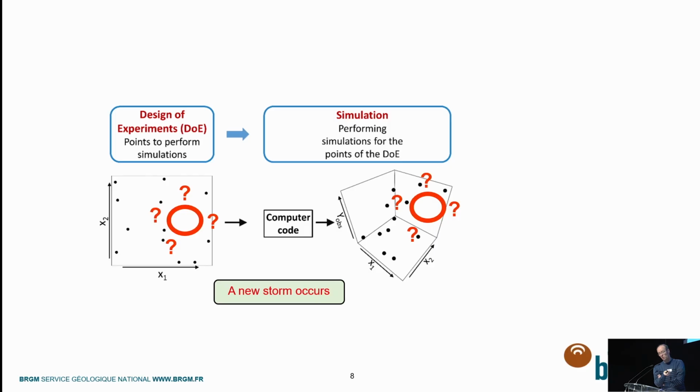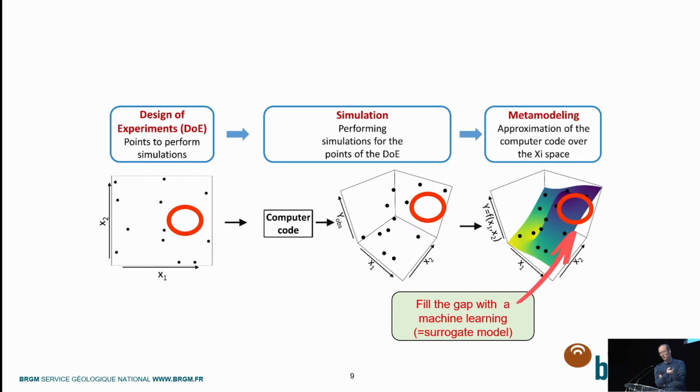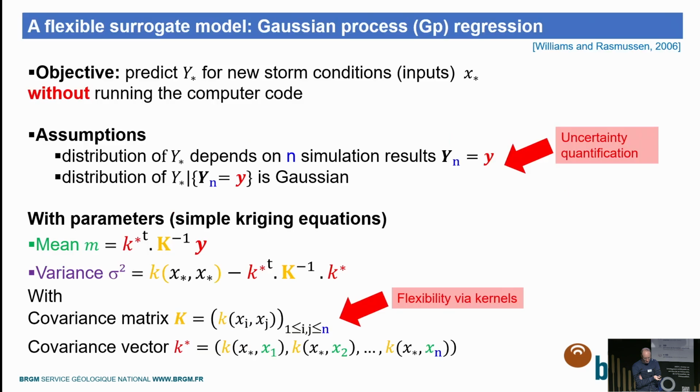Okay, and now if a new storm is occurring, if you already have this database, if you have done the work of fitting and training a machine learning model, what we call a surrogate model, we expect it to deliver information in the gap where we do not have any information. That's the broad picture of what we're trying to do.